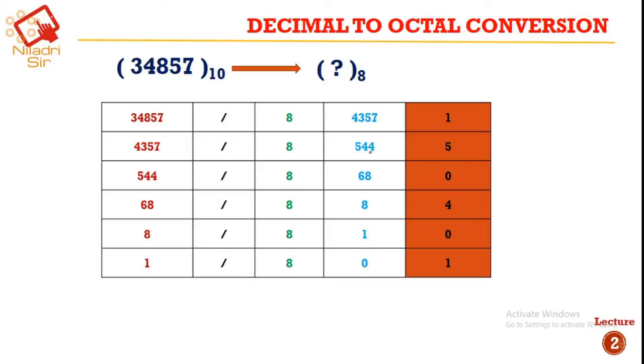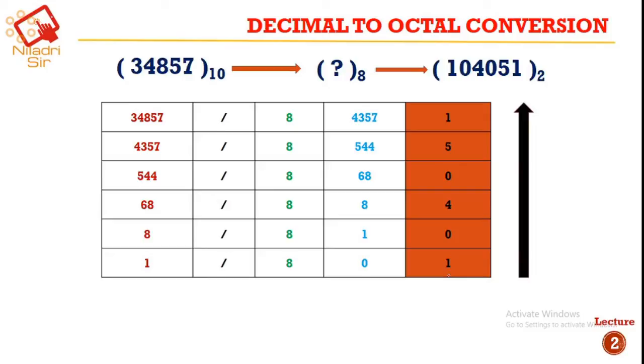So the answer will be 544 and the remainder will be 5. 544 will come here. 544 divided by 8 will be 68 and the remainder 0. So 68 will come here. 68 divided by 8 will be 8, remainder will be 4. Then 8 will come here, 8 divided by 8 is 1 and remainder will be 0. And 1 divided by 8 is 0, and remainder is 1. We will read it in the opposite direction, so the answer will be 104051. So this is the decimal to octal conversion. This will be 8.